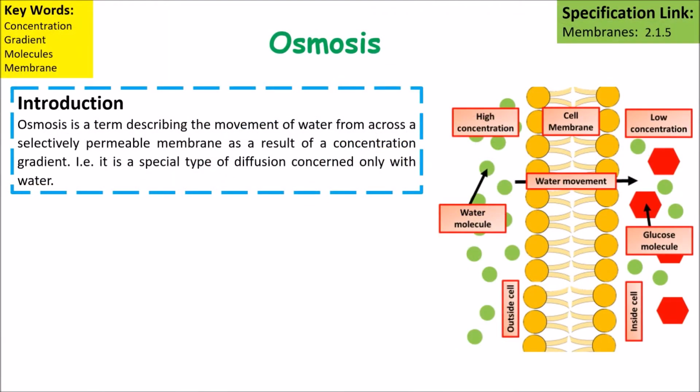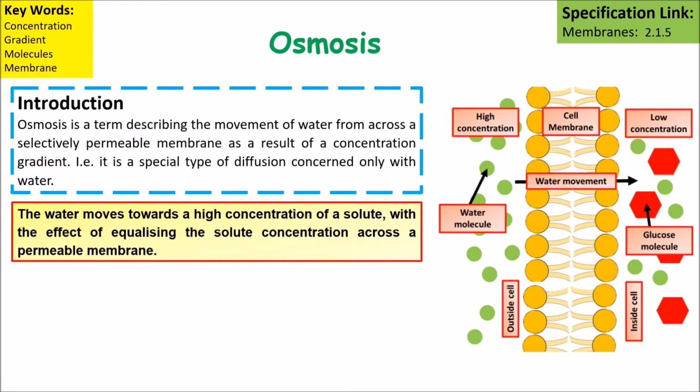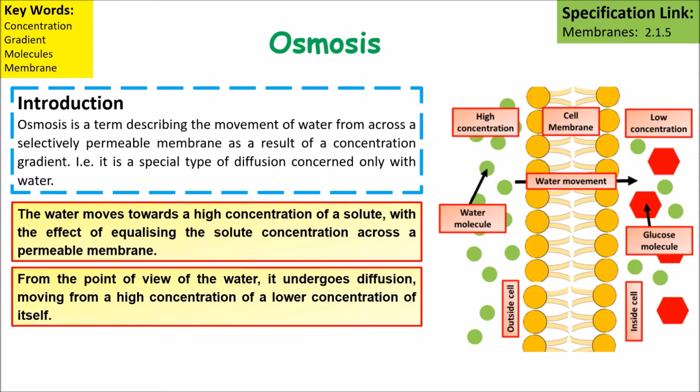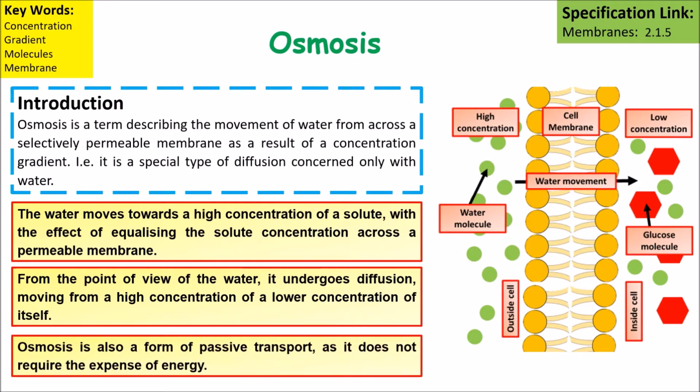So osmosis is the term that describes the movement of water through a semi-permeable membrane from an area of high concentration to low concentration. So water moves towards a high concentration of solute with the effect of equalising the solution concentration across a permeable membrane. So from the point of view of the water, it undergoes diffusion, moving from an area of high concentration to an area of lower concentration. Osmosis is also a form of passive transport as it does not require any energy.